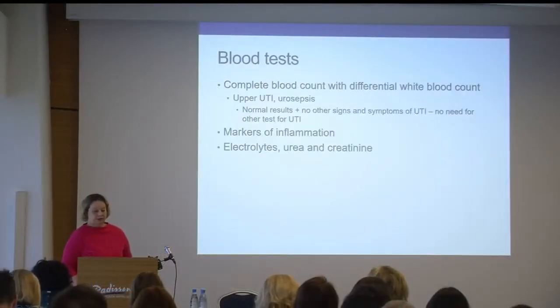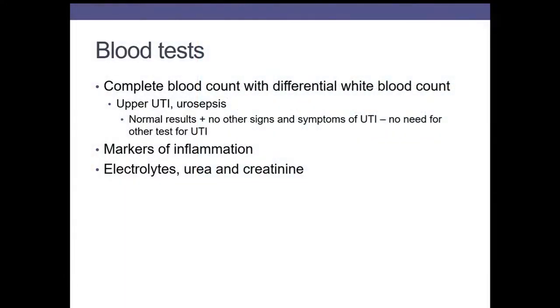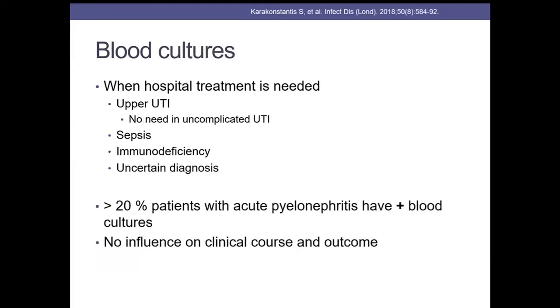What about blood tests? You do the regular lab tests like complete blood count, markers of inflammation, electrolytes, urea, and creatinine. If you have normal results of the complete blood count and no other signs and symptoms for UTI, you don't need any other test for the UTI. You can exclude the UTI as the reason for the infection.